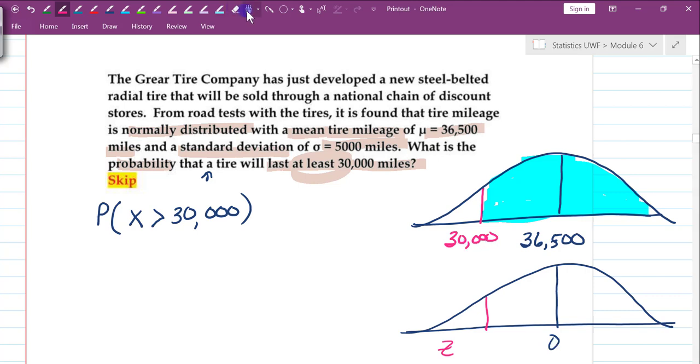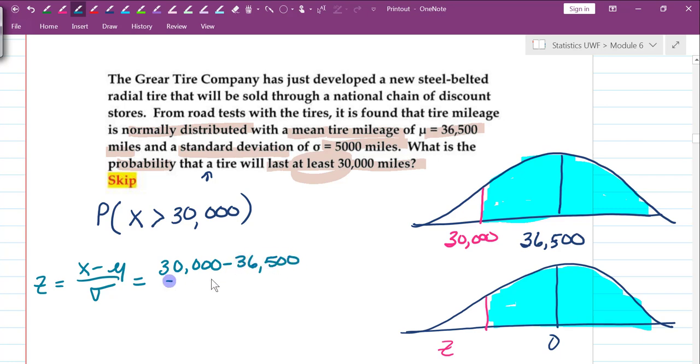And we'll go ahead and shade it the same way because we want our pictures to look the same. And we just need to go ahead and find out then what our z value is. So we're going to say z is going to be equal to, remember, it's x minus mu divided by sigma. So we have one individual tire. We don't have a group of tires. We have one tire. We're saying what's the probability that one randomly selected tire lasts at least 30,000 miles. So it's going to be 30,000 because that's what we're going to let the x equal, minus our mu, which is 36,500. We're going to divide through by sigma, which is 5,000.